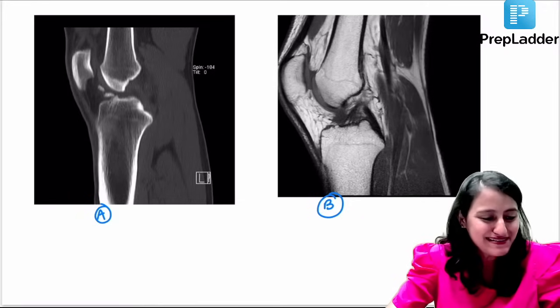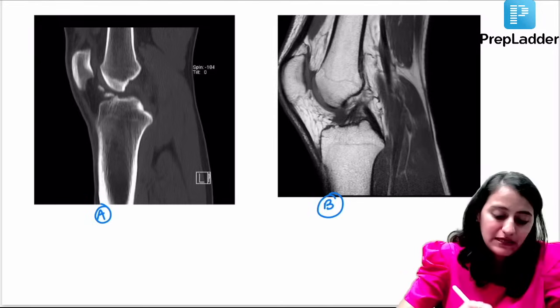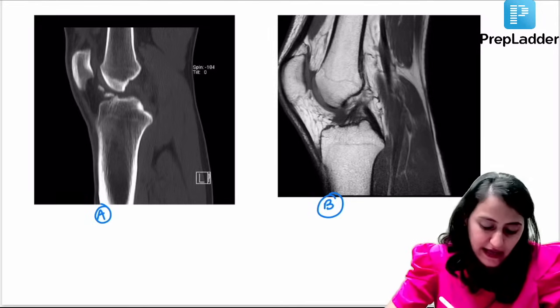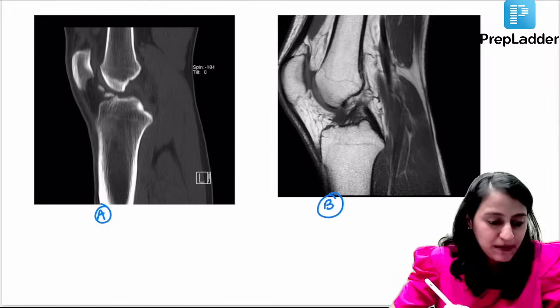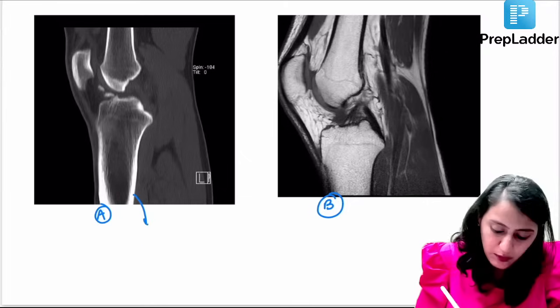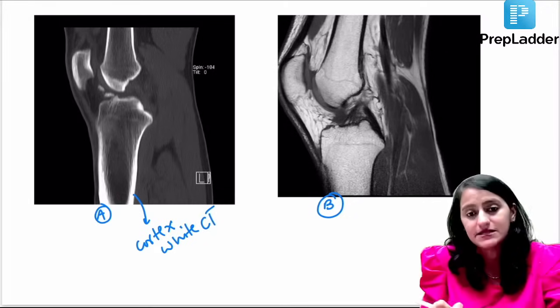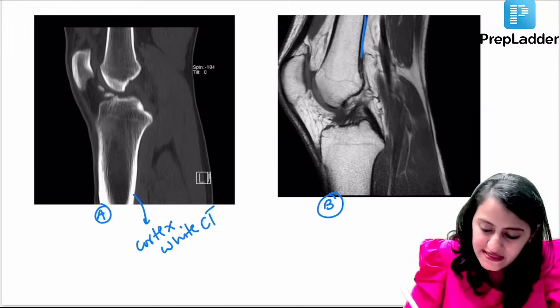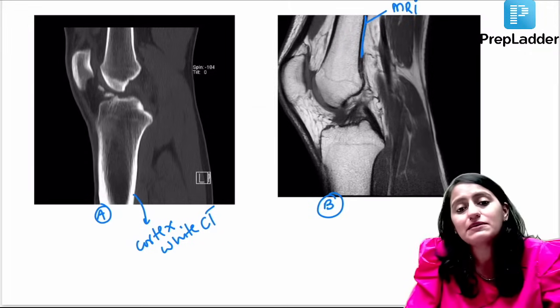CT, MR, MR, CT, what is it? Both CT, both MR. Great, right? Another commonly made mistake here, please do not look at the inner side of the bone, the inside of the bone. Please look at the outer surface of the bone cortex. If the bone cortex is white, it is CT. This is the bone cortex here, which is black, it is MRI. So A is CT and B is MRI.